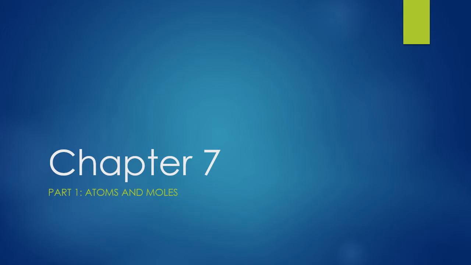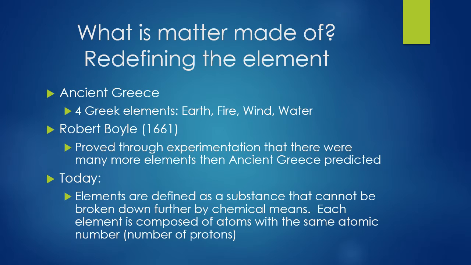For part 1 of chapter 7, we're going to explore atoms, elements, and moles. Let's start by defining matter. So what is matter made of?